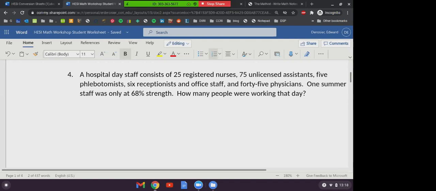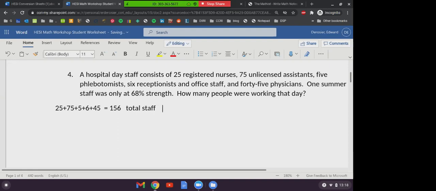You can't figure out what percent of the staff are working unless you know how many staff there are, right? So we're going to take here our 25 plus 75 plus 5 plus 6 plus 45. We can do that in the calculator, or if you don't want to, you can add by grouping. It's 156. Okay. That's our total number of staff.